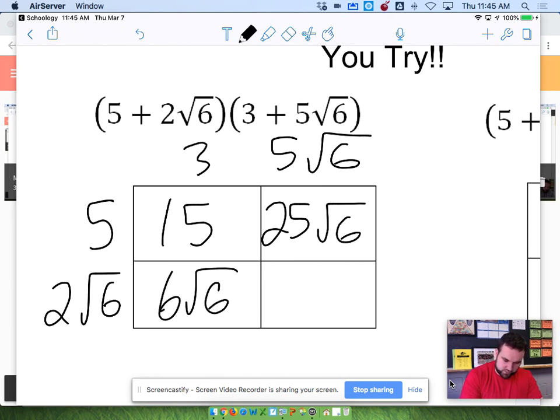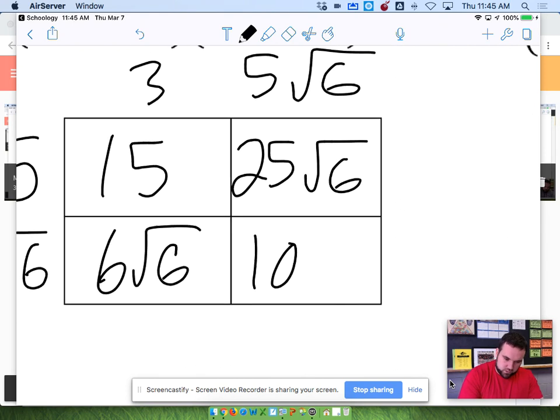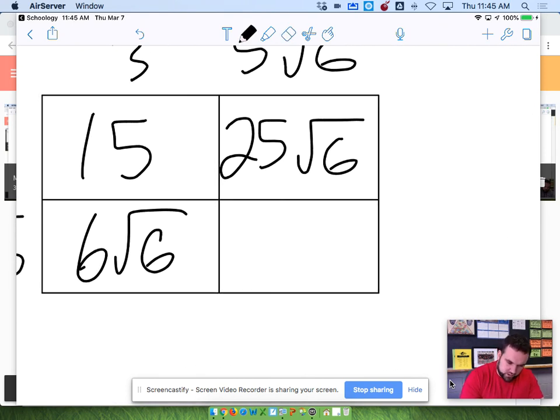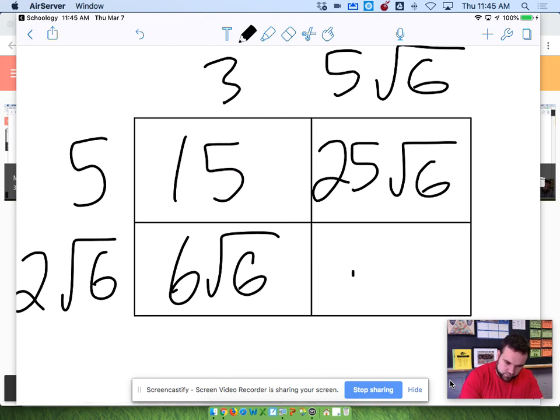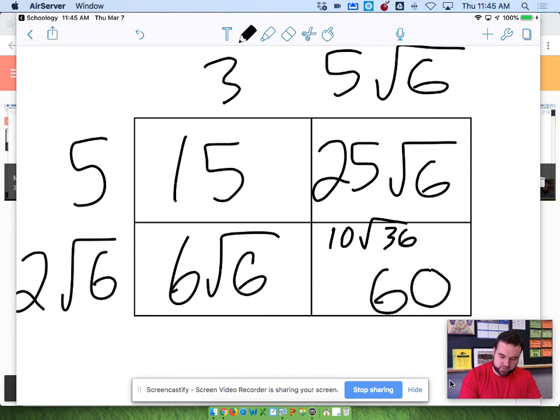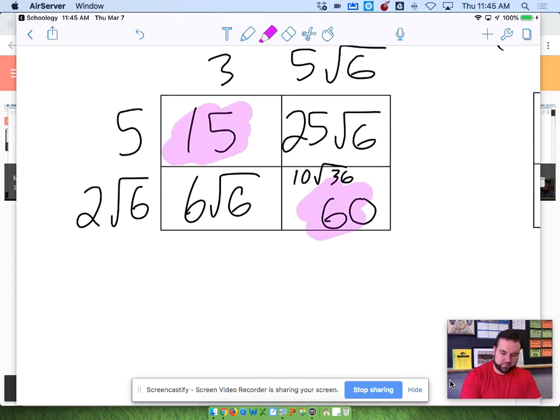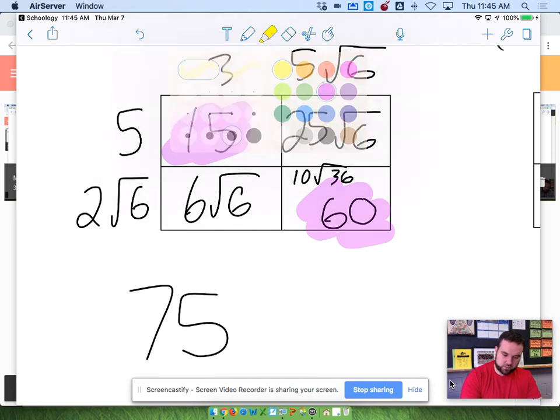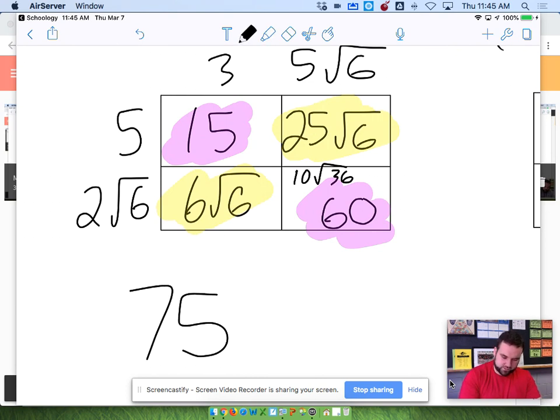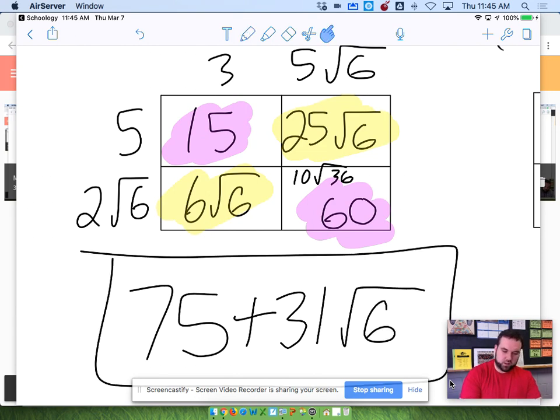That's 6 root 6, and there's 10. Oh, this last one's always a pain. This is 10 root 30. If I multiply those together, this is going to be 10 root 36, which is 10 times 6. So this is essentially going to be 60. Then I see that I can combine 15 and 60 to get 75. And I can combine my root 6s. I have 25 root 6 and 6 root 6. If I add those together, it gives me 31 square roots of 6 total. And there's our final result for that.